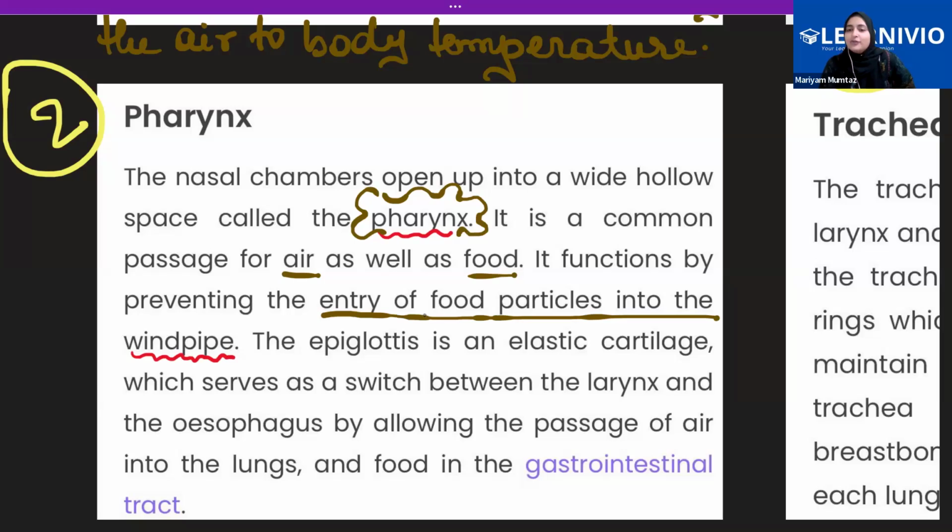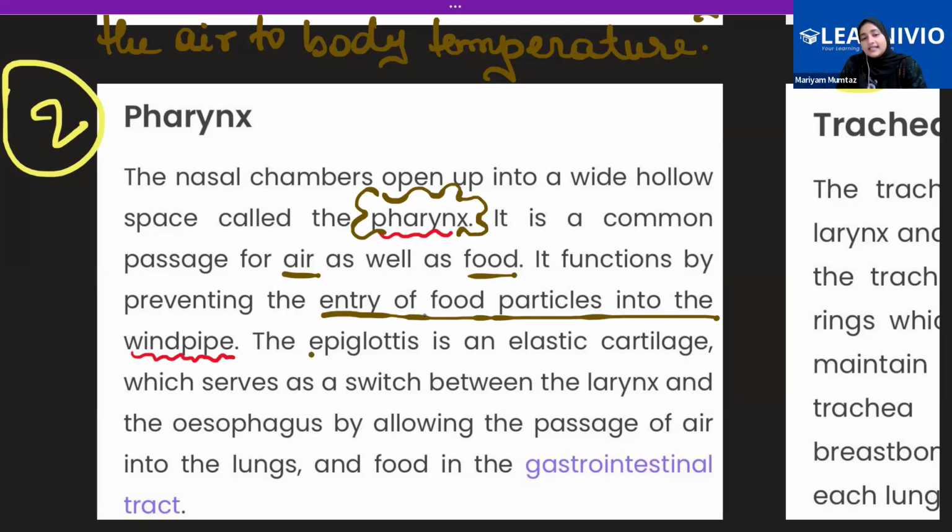Because what will happen if the food enters our windpipe? We may choke. We choke and we die, right? That's what's going to happen. That is why it's very, very important to not let the food particle get inside the trachea, which is the windpipe. So for that, pharynx also works actively.